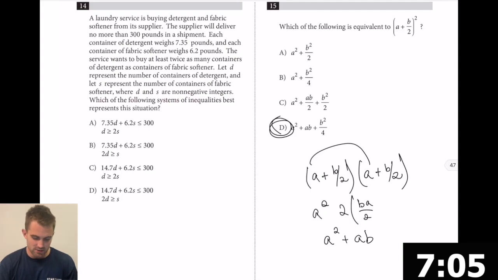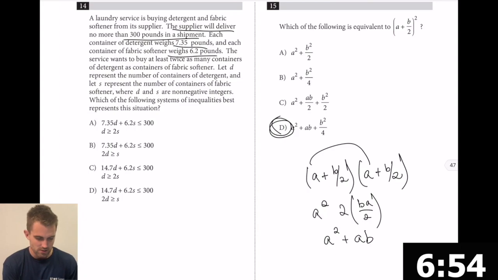Number 14 says a laundry service is buying detergent and fabric softener from a supplier. The supplier will deliver no more than 300 pounds on a shipment. Each container 7.3 pounds in each. The service wants to buy at least twice as many containers of detergent. Let D represent the number of containers of detergent, where D and S are non-negative integers. Which of the following system inequalities best represents this situation?